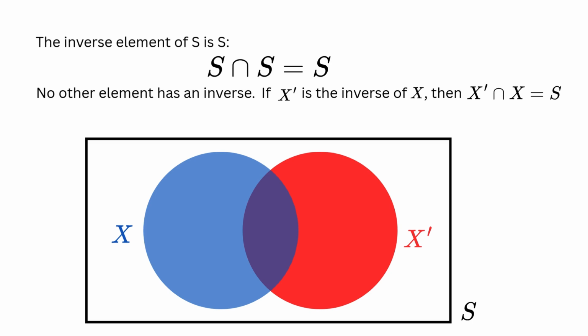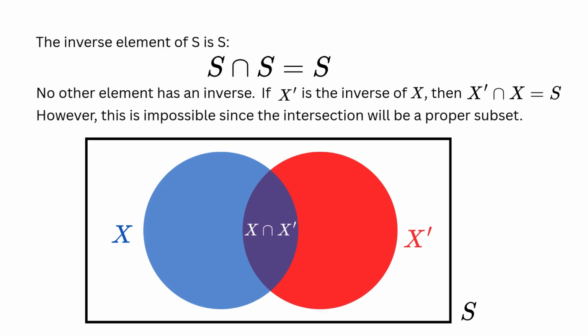A proper subset is a set that has at least one element less than S. If X prime is the inverse of X, then the intersection of X prime and X must be equal to S. However, this is not possible since X is a proper subset of S and the intersection will result in a proper subset of S.